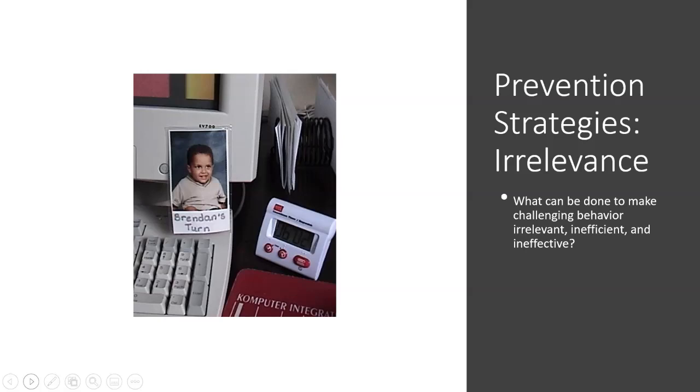So if Brendan is having a really hard time waiting for his turn and he's hitting the child who is at the computer, how about we make a picture card with Brendan's photo on it and we include a timer? And that might be what it takes for Brendan to be able to wait his turn.